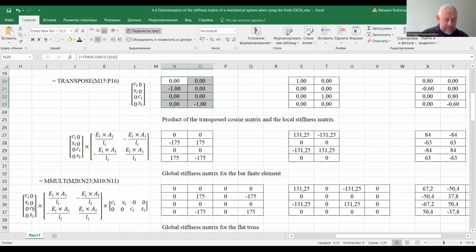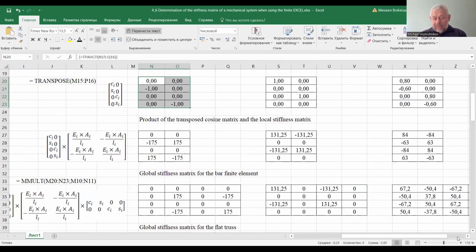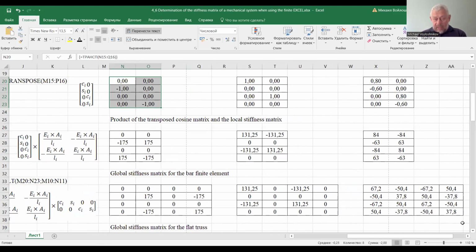So first, the transposed cosine matrix, next the stiffness matrix in the local coordinate system, and third, the cosine matrix not transposed, that's the usual cosine matrix. This product of three matrices in this definite sequence gives us the stiffness matrix in the global coordinate system. The stiffness matrix of each finite element is computed for the first finite element, for the second one, and for the third finite element in the global coordinate system. The global coordinate system is associated with the integral mechanical system.